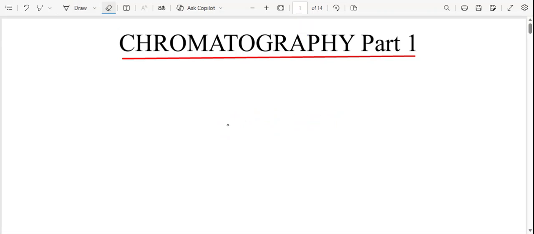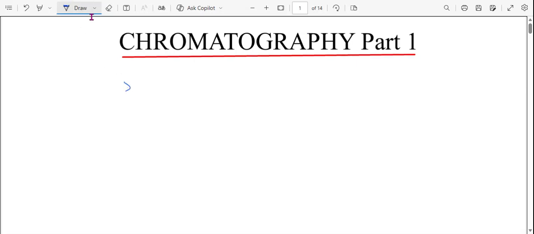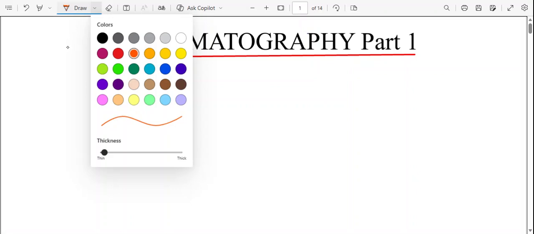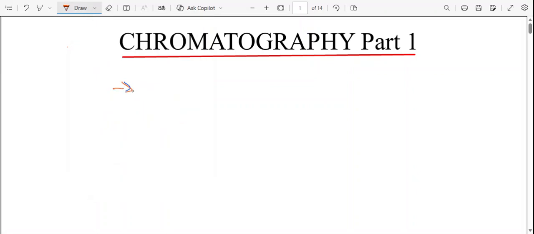Okay, so when you talk about chromatography, we can define chromatography as the physical method of separating substances in a mixture or complex substance. So this is just a physical method, and you can define it as much as you want. It has a lot of definitions. So this is just the physical separation, all right?